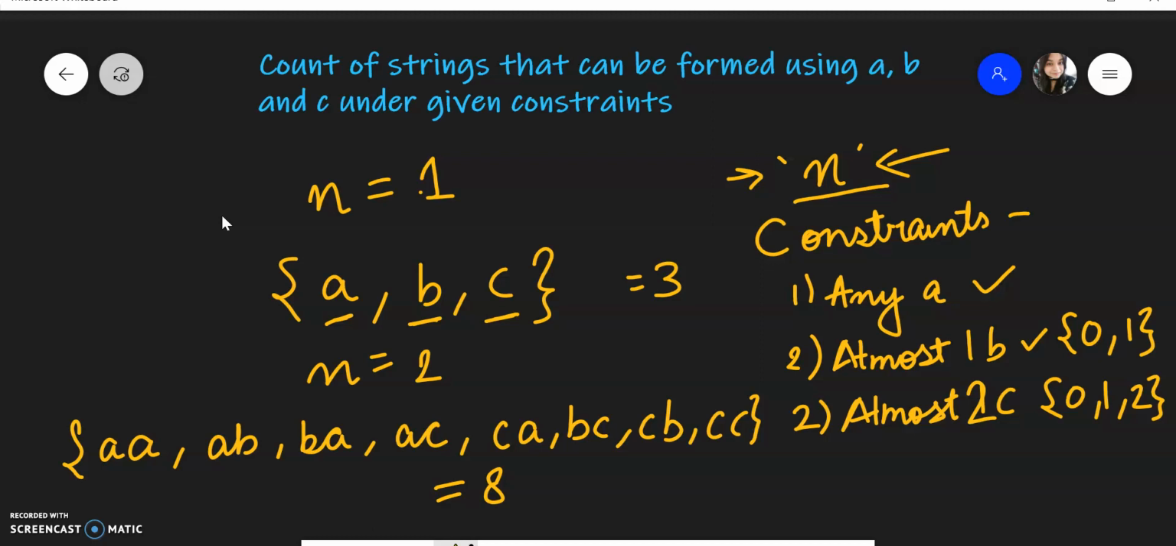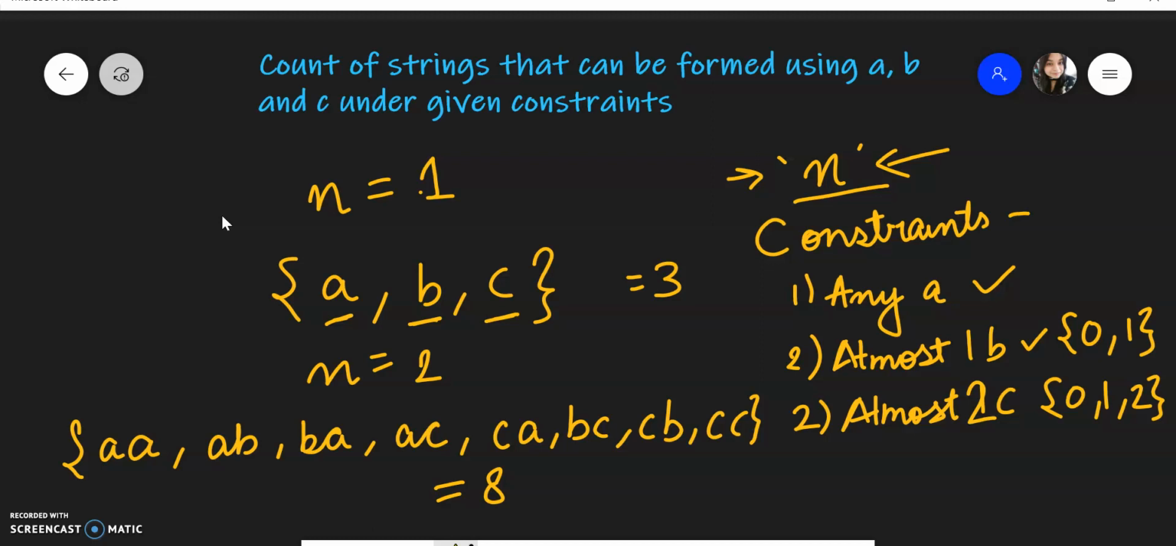this string can contain any number of a, at most one b. That means it can have 0 or 1 b, and at most 2 c. That is, it can have 0, 1 or 2 c's. And you need to print out the number of permutations that can be formed.